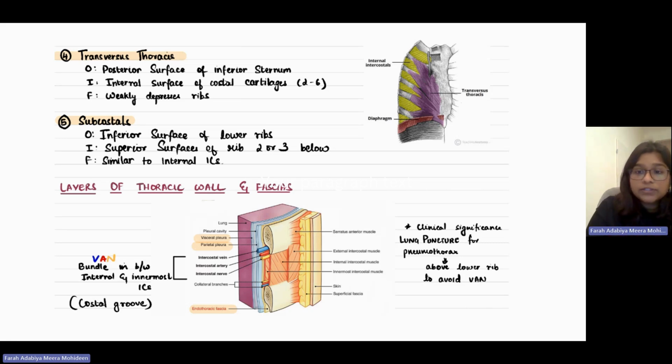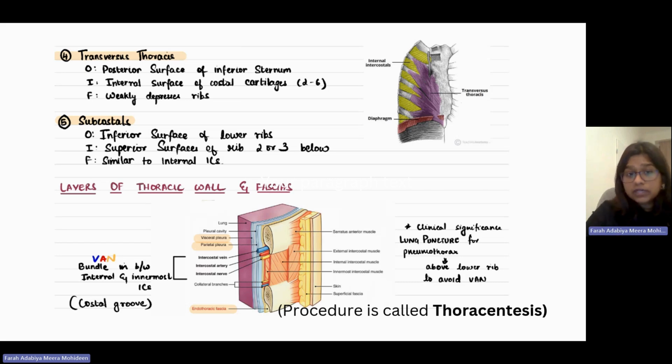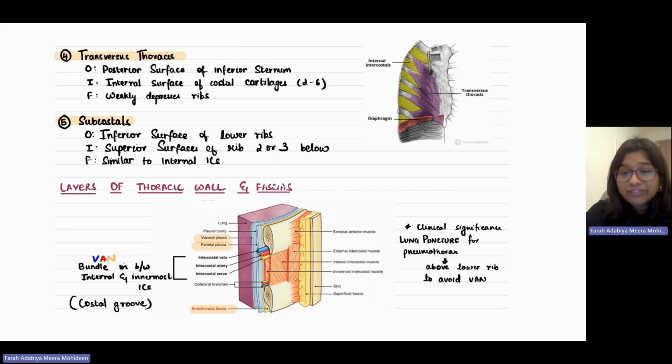So what you need to do is remove the excessive fluid, right? And that's why you do a lung puncture. And the significance is that you'll have to do it above the lower rib, so that you don't puncture the VAN bundle, which is present in the lower part of the ribs.